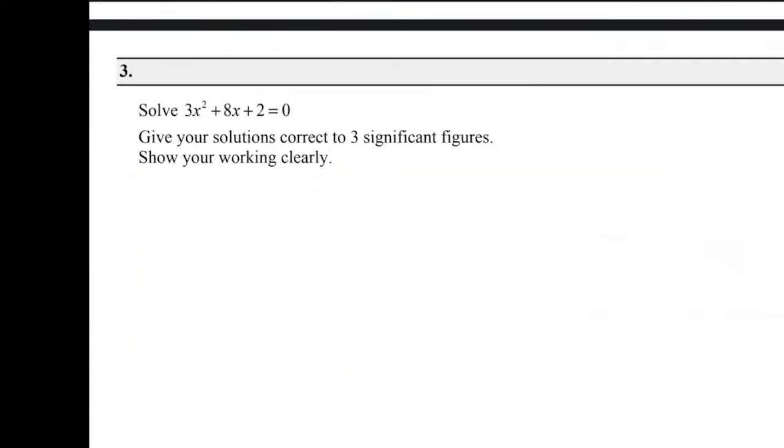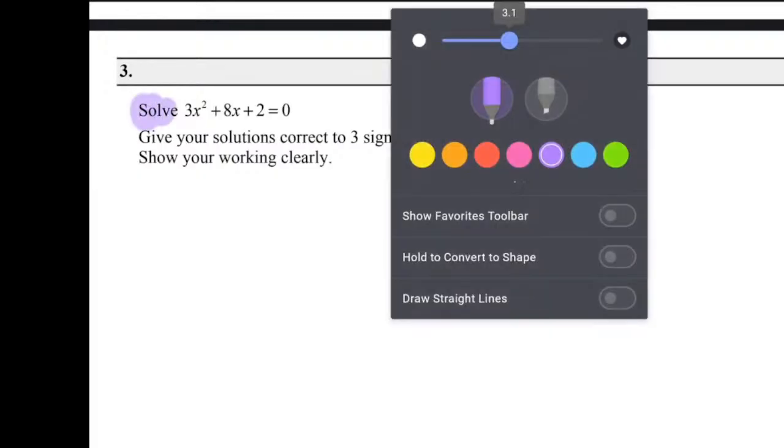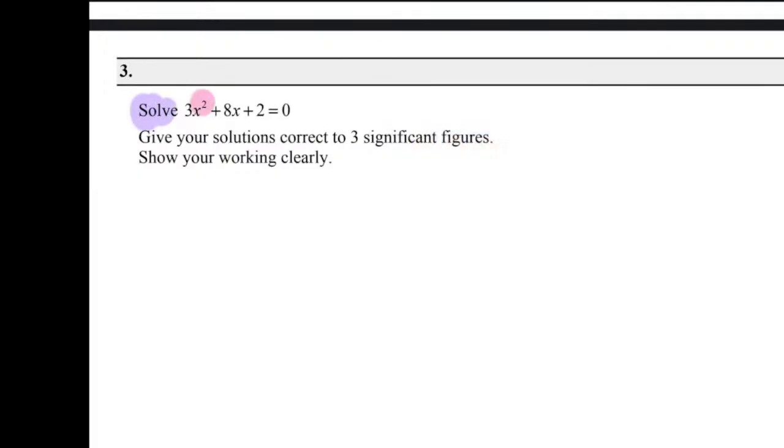Now we come to this one. Solve. I don't know how to solve. Look at the question you've been given. Yes, they said solve, but look at what you've been given. Number 1, this is quadratic because the highest power is 2. Number 2, it's an equation because it has an equal sign.